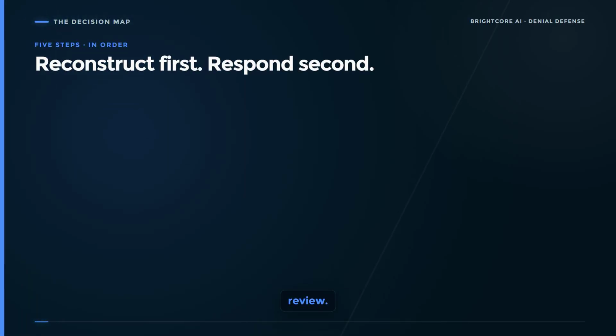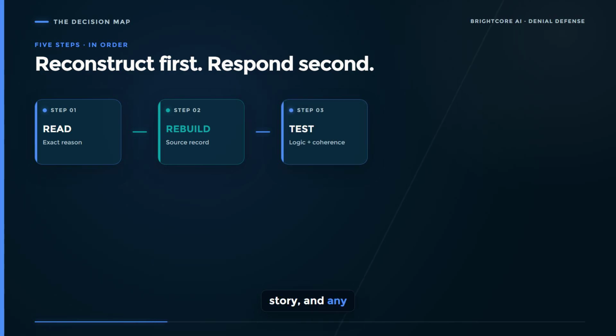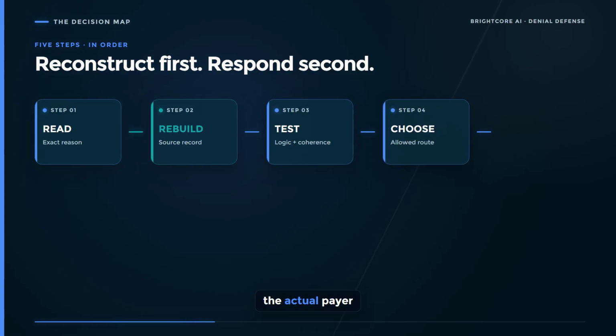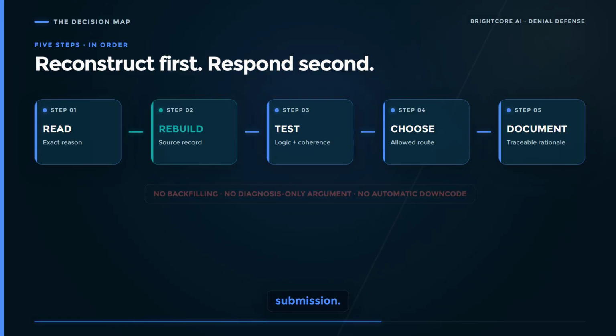Use a 5-step review. Read the reason. Rebuild the encounter from the contemporaneous record. Test the coding logic, medical necessity story, and any contradictions. Choose the route allowed by the actual payer notice and policy. Then document a rationale another reviewer can follow. The order matters. A route chosen before the reconstruction can turn a correct instinct into the wrong submission.